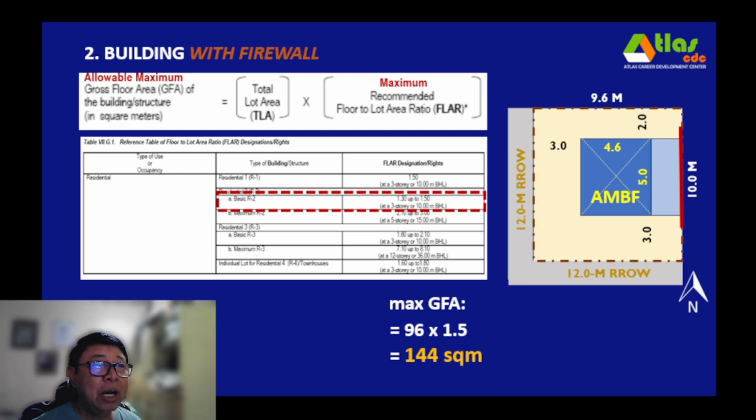So our reference is this formula and the table 7.g.1, and we're also going to make use of the same value for the FLAR or designated maximum at 1.5, and so you will arrive at the maximum GFA of 144 square meters. So you will notice that whether there is firewall or no firewall, the value that you're going to derive here will be the same. The earlier, without firewall, we have arrived at the same value at 144 square meters.